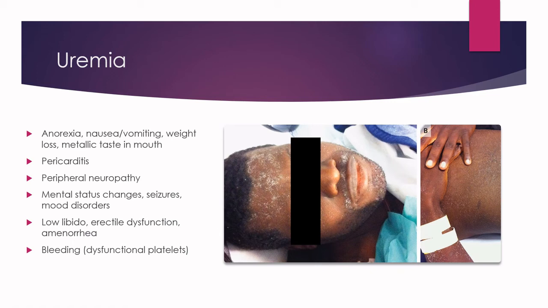Other symptoms include peripheral neuropathy, pruritus, mental status changes, seizures, mood disorders, low libido, erectile dysfunction, and amenorrhea. Patients may also develop bleeding from dysfunctional uremic platelets. The photo here shows uremic frost, which is almost never seen anymore.